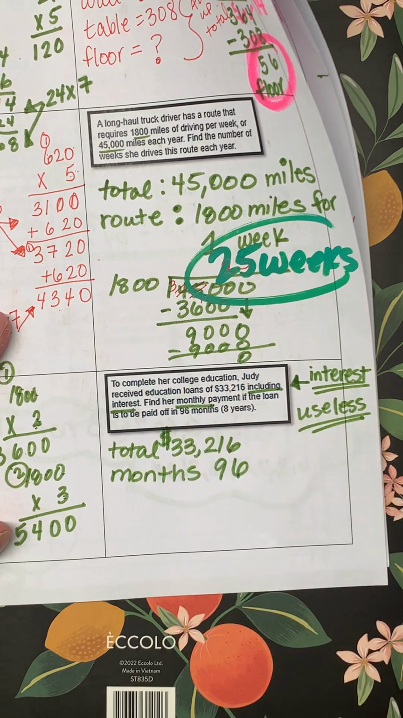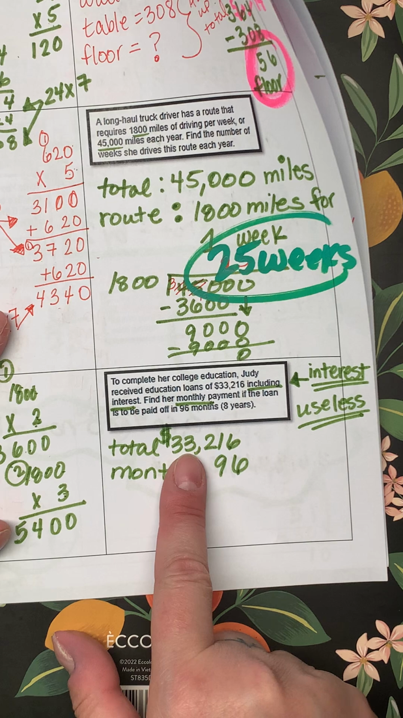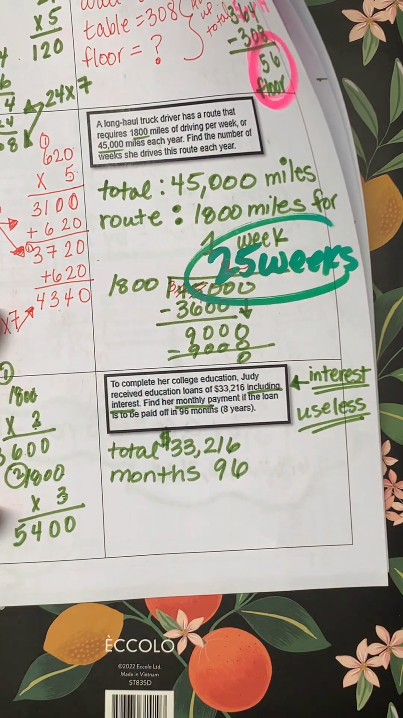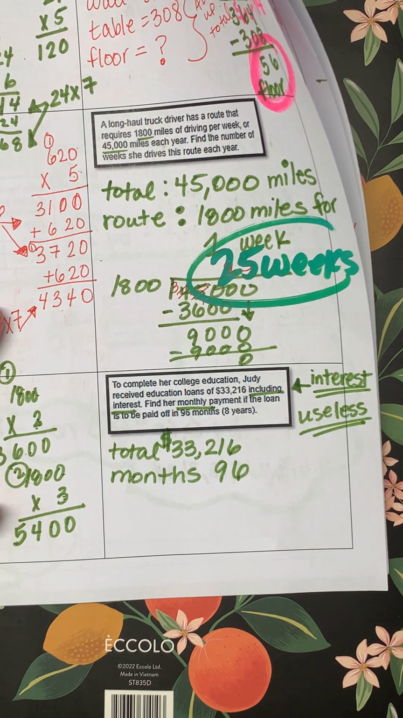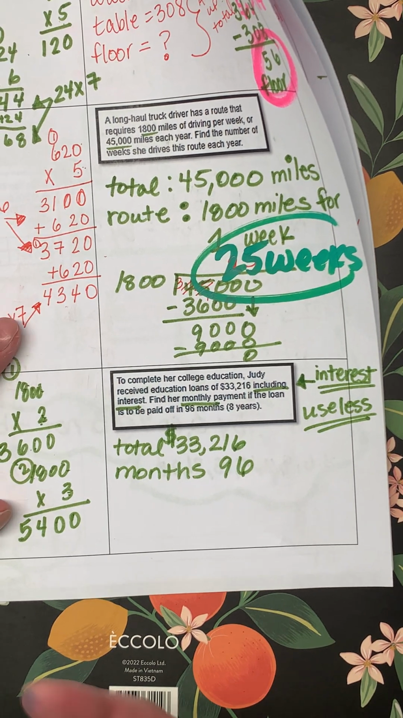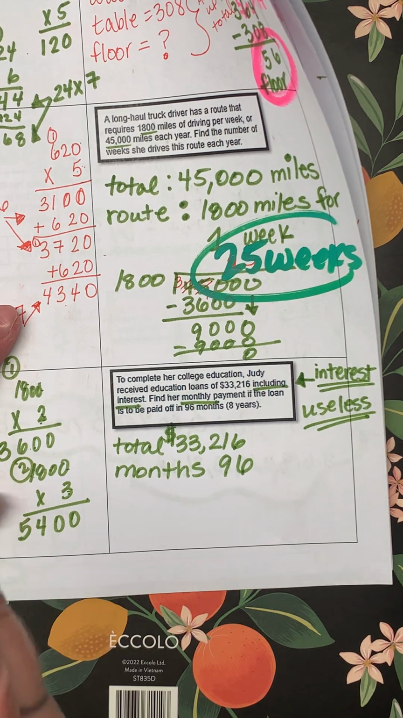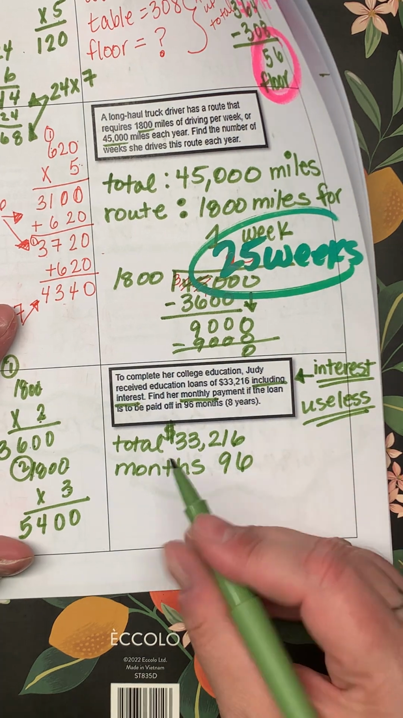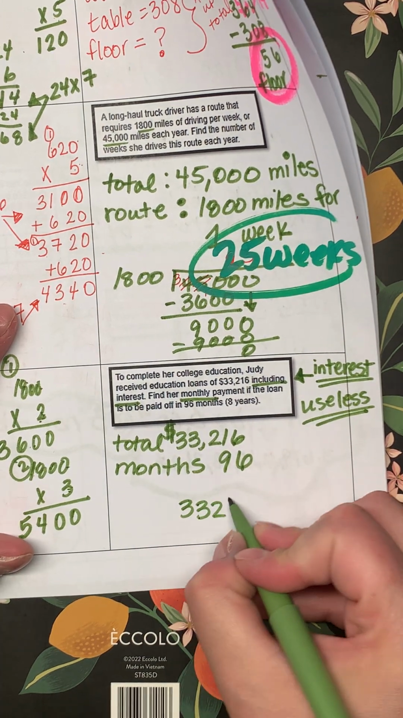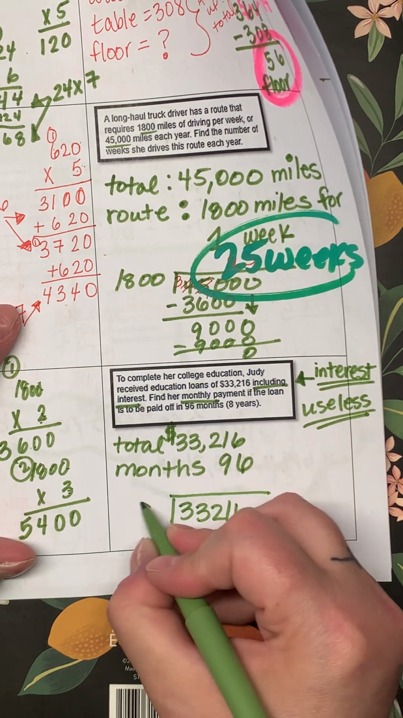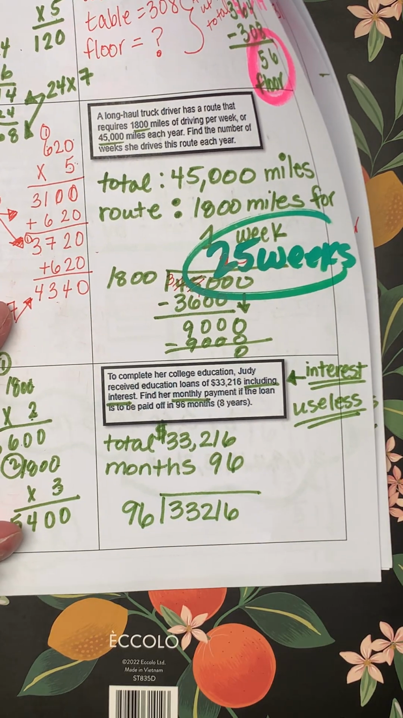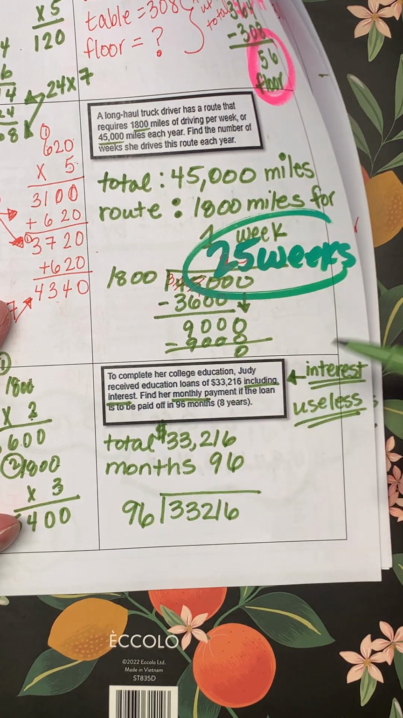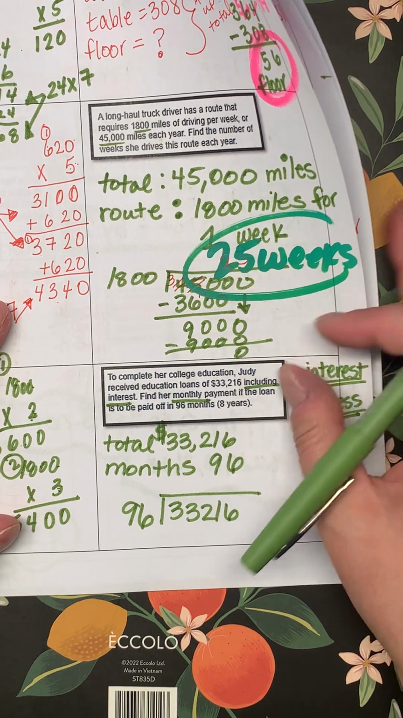So let's think about this. We're trying to take this $33,000 and chop it up into 96 different pieces. And we want to know, how big are those pieces? How much money does she have to pay for every month? So when I say chop it up, it means divide. So let's divide. 33,216 divided by 96. Okay, 96 can for sure not go into 33. Let's see about 332.